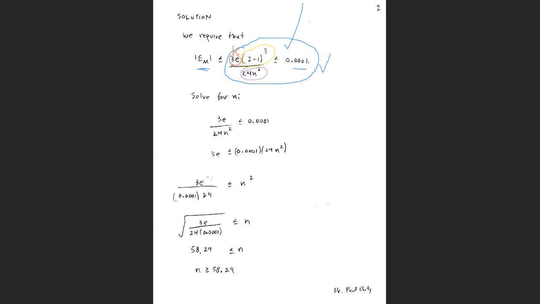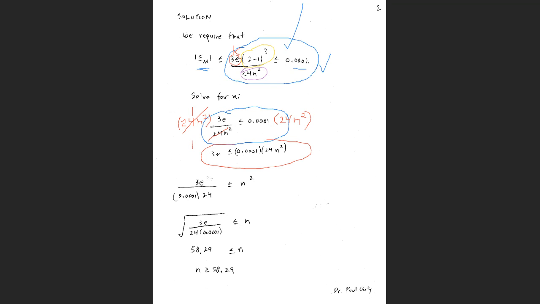So that means 3e over 24n squared is less than or equal to 1/10,000th. And what I'm going to do is multiply both sides of the inequality by 24n squared. Then you get simplification here on the left, and then you get this inequality here.